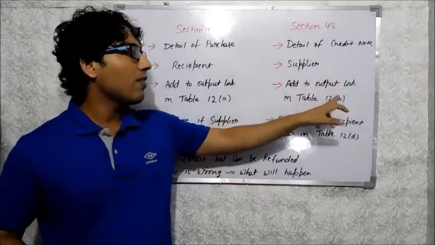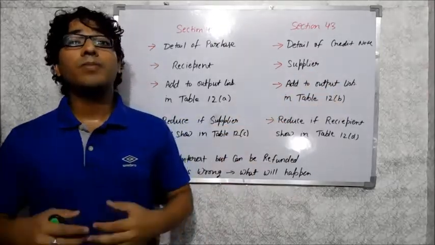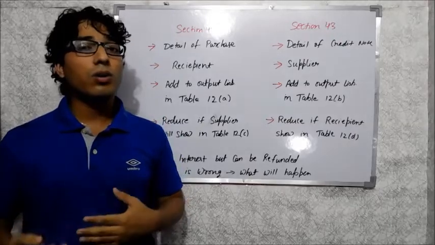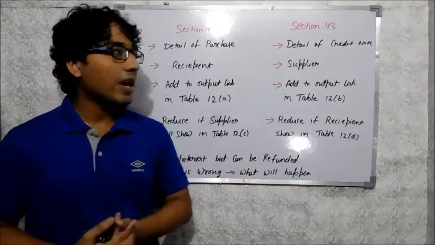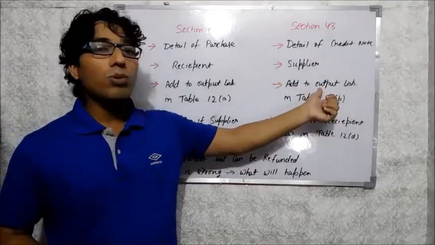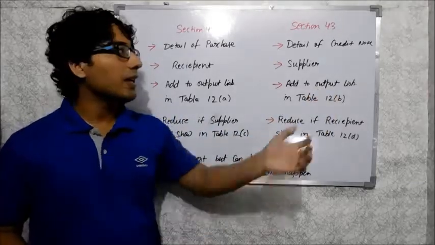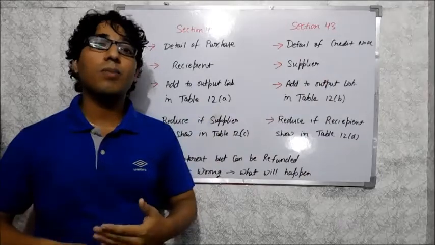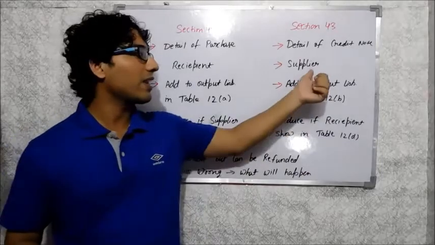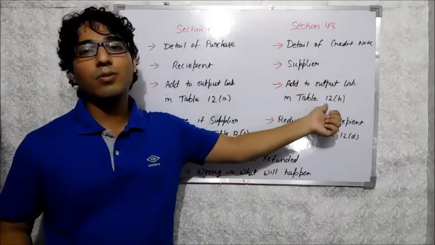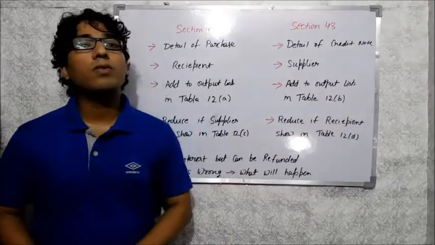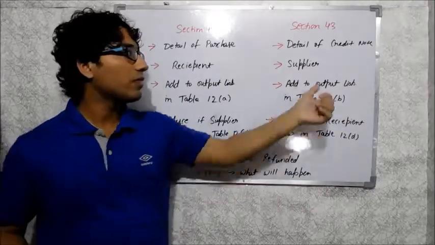And in this case, when the recipient is not showing the same credit note in his GSTR2, then the output tax liability will be increased by the amount which he has already deducted from his output tax liability when he issued the credit note, and that will be reflected in table number 12B of GSTR2 of the supplier.